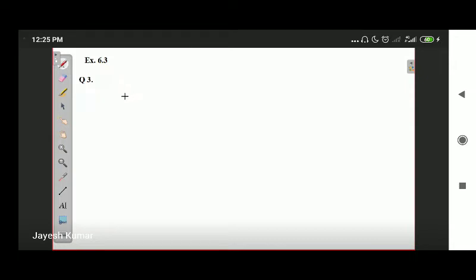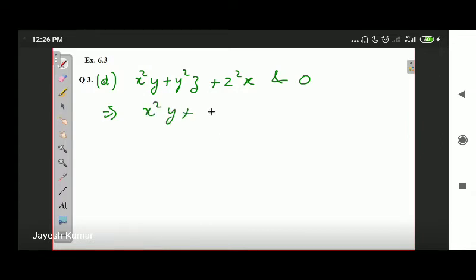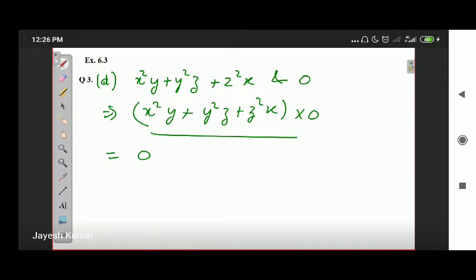In question number 3, let me take one example, D part. We have to multiply x square y plus y square z plus z square x and 0. We have to multiply these two polynomials, so we will write it in proper multiplication form, into 0. And as you already know, if 0 is multiplied with anything, the answer is 0.